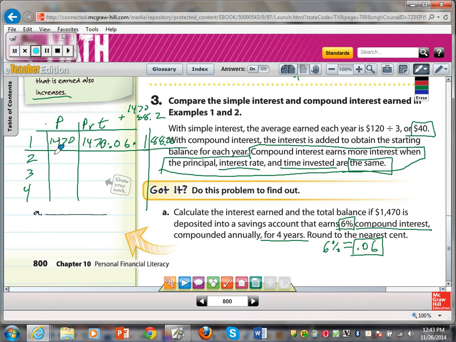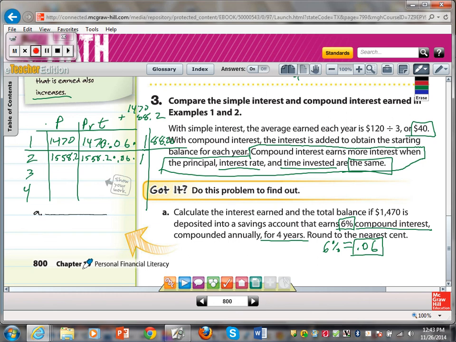So then the new balance for year 2 would be $1,558 with 20 cents. Now you take this number and do the same formula again: 1,558.20 times 0.06 times 1. And you will get your new interest, and then you add it to this balance, and then you put it here. Then you do it again until you get the interest you're going to earn in 4 years, plus your new balance. Okay, that's enough for this video.